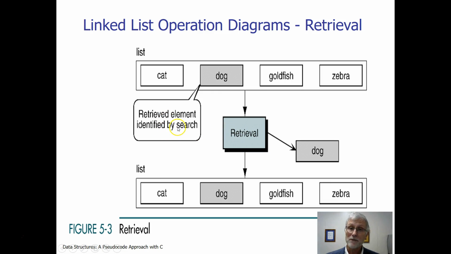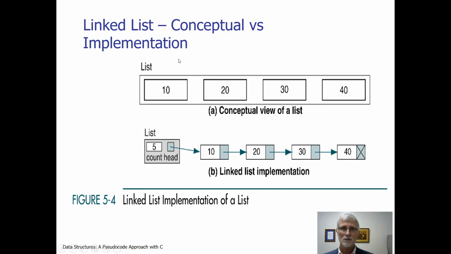If I'm just retrieving, as we did with our stacks and queues, there are some functions where I want to find an item, but I don't want to actually get it out of my list. So I'm just retrieving the value, and my list still stays intact. Same thing with stacks and queues, where I just want to find an item, don't remove it from the stack, don't remove it from the queue. So we've got the same thing in a retrieval.